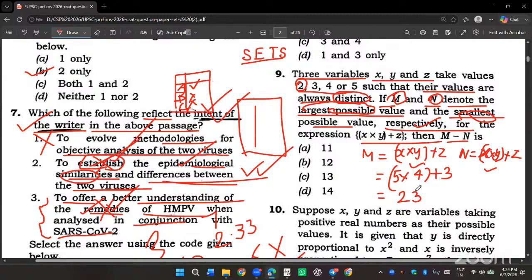Simple. Next, to get the smallest value, what I should take is the smallest numbers only. 2 into 3. After that, the smallest number will be 4. So 2 into 3, 6. 6 plus 4, 10. What is the difference between these two numbers? 23 minus 10, m minus n is equal to 13. Answer is C. Ninth question. Answer is C.